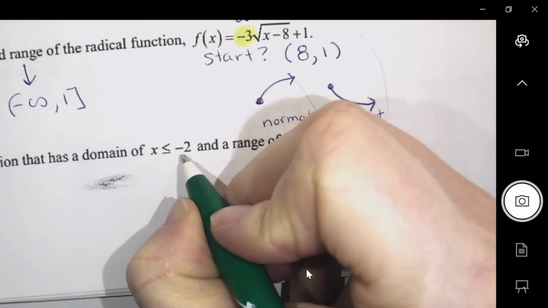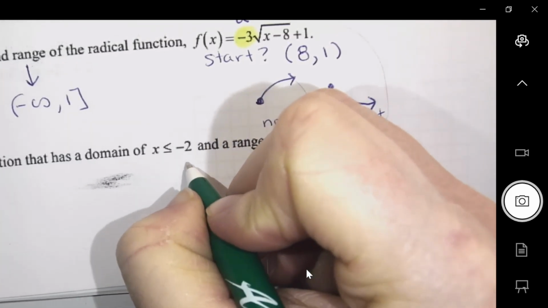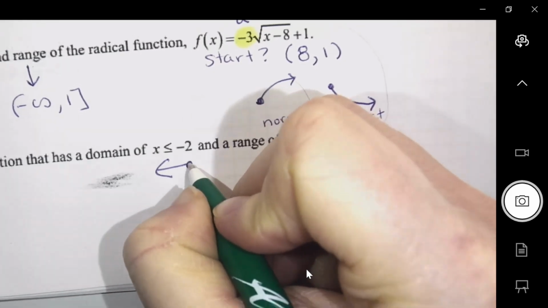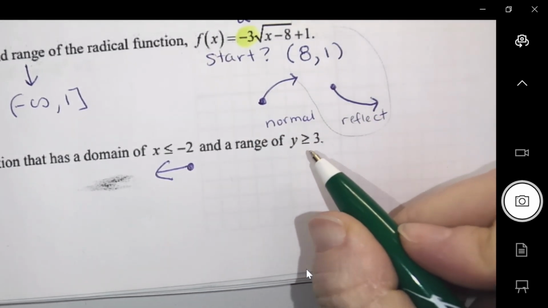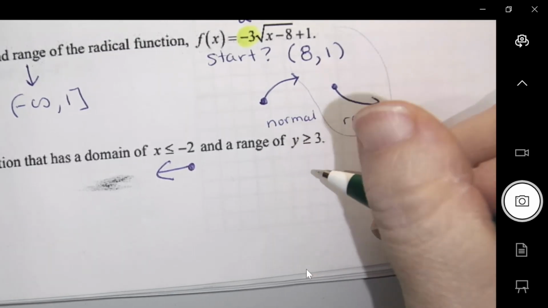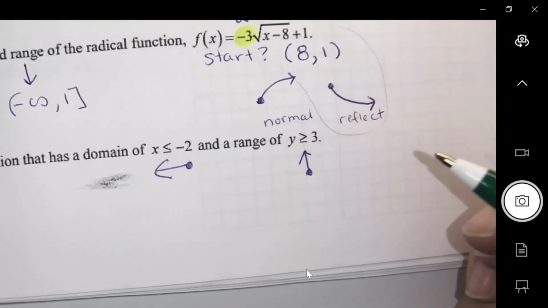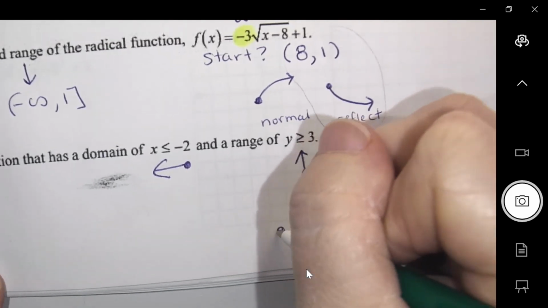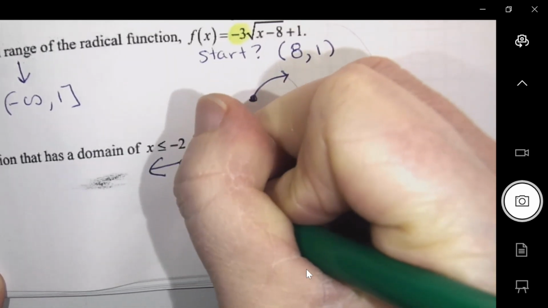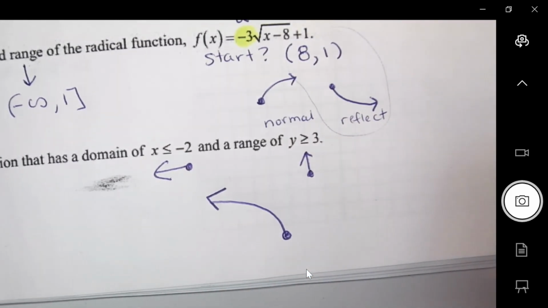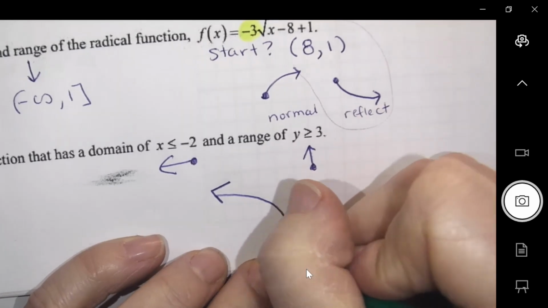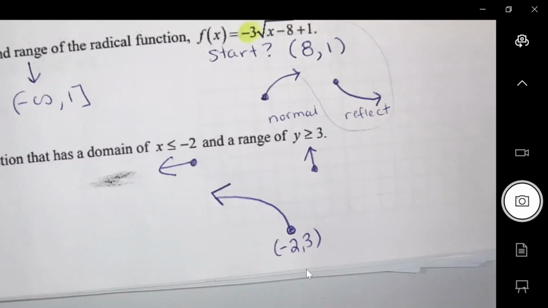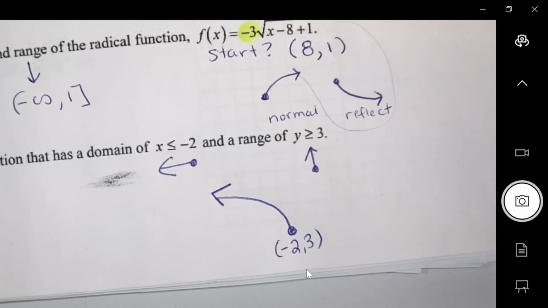Okay, so what are we doing here? This is heading left, and being greater than this means the graph is heading up. So therefore, you're having a radical that is moving that way. Okay, so there's your radical. It's at that point and it's moving in that direction, which means there was a reflection on which letter?